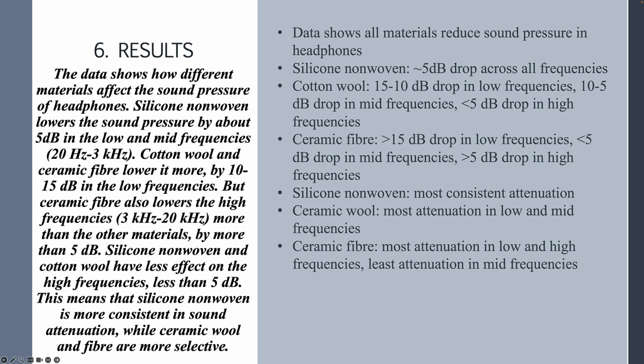At 400 Hz, the values equalize and, for most of the mid-range, the attenuation of the ceramic fiber is less than that of the cotton wool. The situation changes from the upper mid-frequency range upwards. The sound pressure drop for silicone non-woven and cotton wool becomes equal and is less than 5 dB, but for ceramic fiber it is greater and exceeds 5 dB.